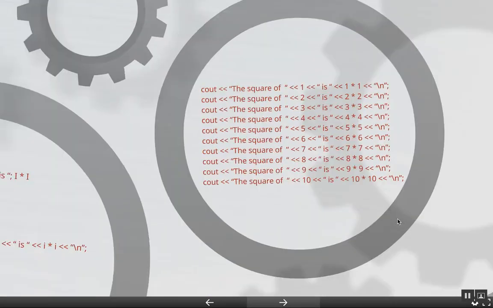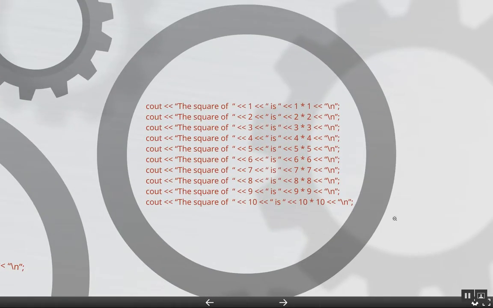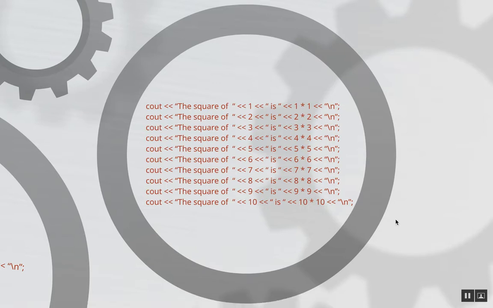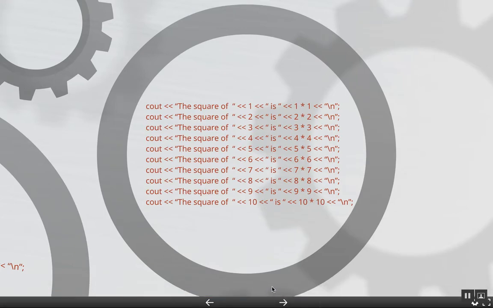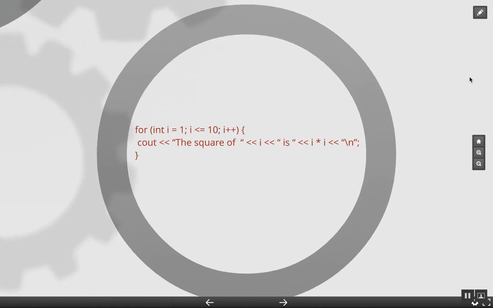So without the loop, in order to get the same results, you'd have to write, for example, in C++, outputting square of 1 is 1 times 1. Outputting the square of 2 is 2 times 2. Outputting the square of 3 is 3 times 3, all the way down to the square of 10 is 10 times 10. If you had to do this up to 1,000 times instead of 10, think of how much code you'd have to write. Let's go through each of the loops with the C++ code.